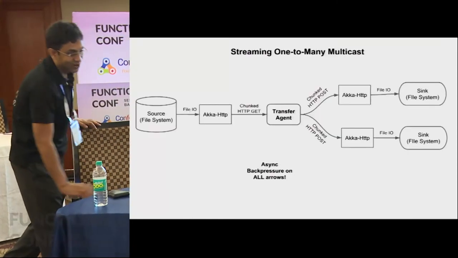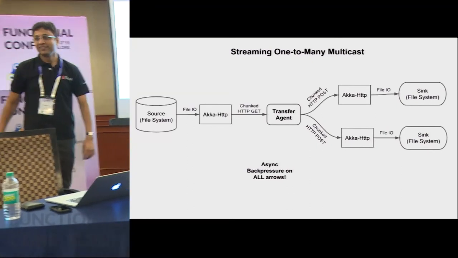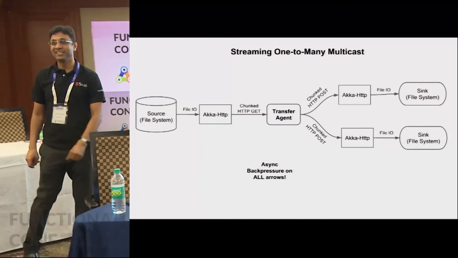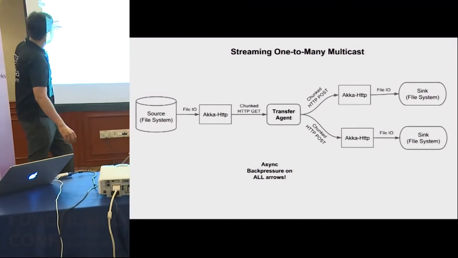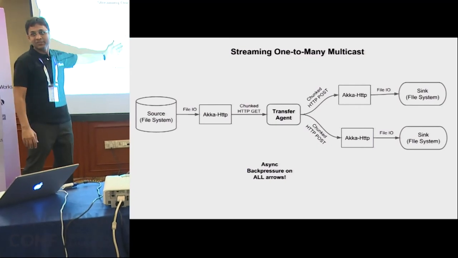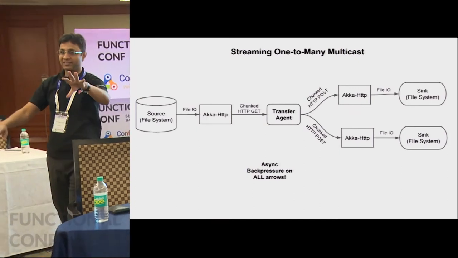We can do a final demo now where we keep the same idea, but now extend it, just to show multicast, right? We extend it. We say that, okay, now my agent will be one, but I will read once. My get stream will be one, but my post stream will be two. So that doesn't mean that I will have to read twice.